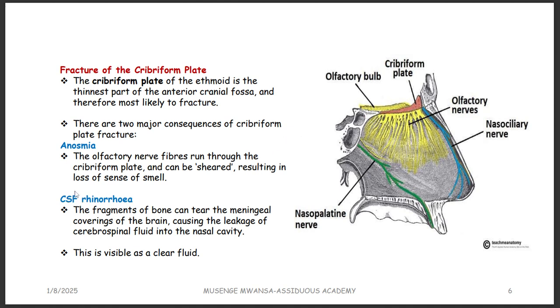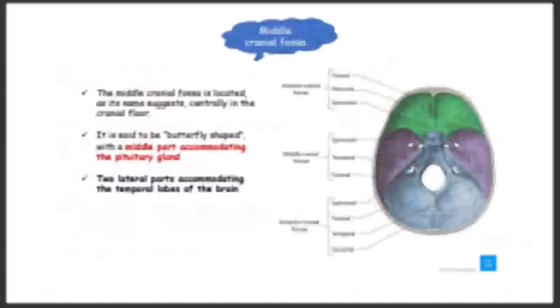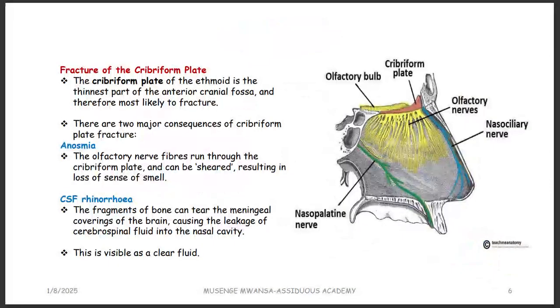That is known as cerebrospinal fluid rhinorrhea. Rhinorrhea just means a running nose. So that is about the anterior cranial fossa. Is there any question on the anterior cranial fossa?